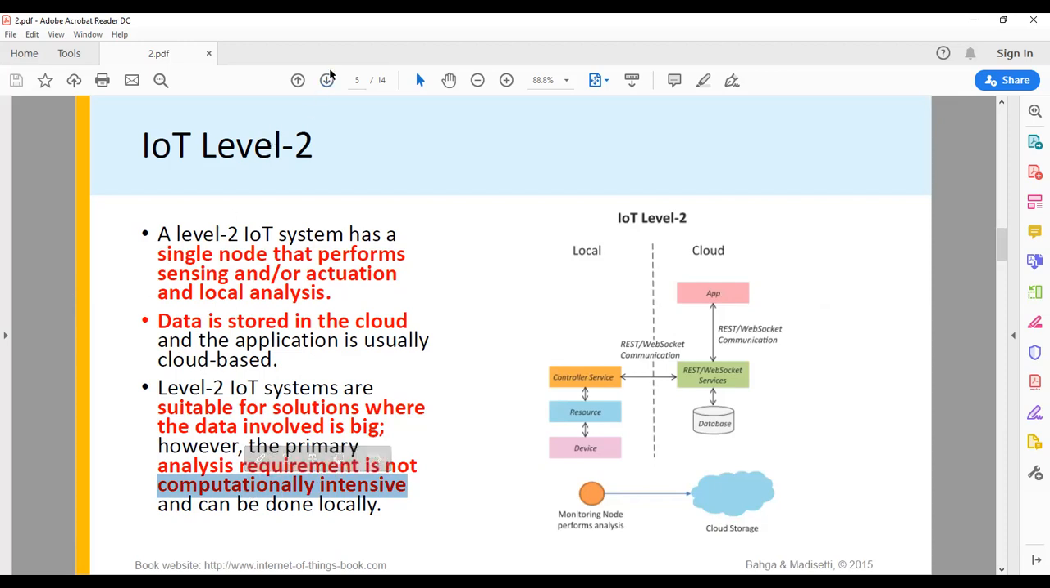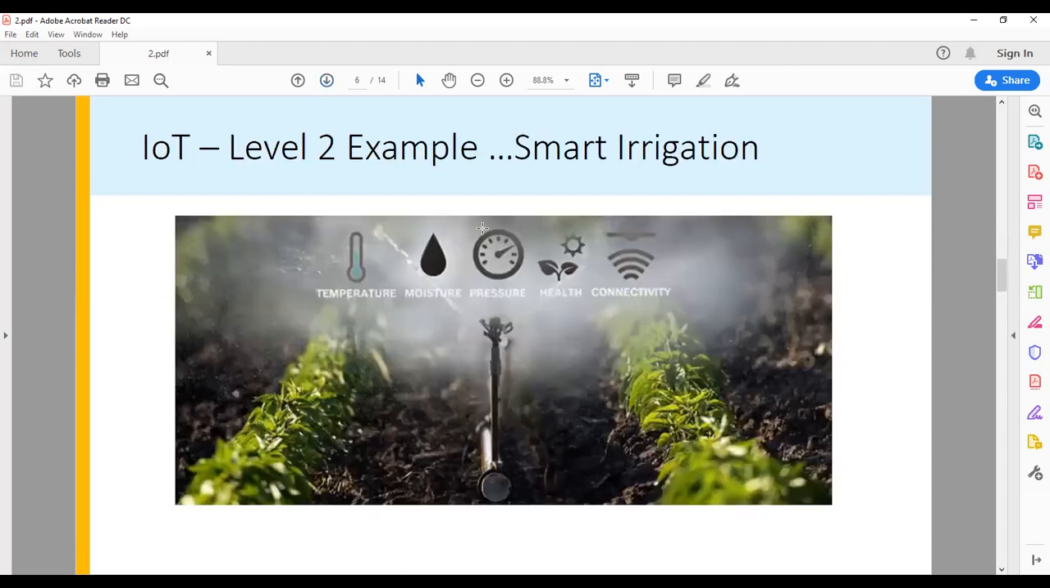Okay, for example, smart irrigation. Here the number of sensors is much more: temperature sensor, moisture sensor, pressure sensor, crop health sensor, connectivity. So these sensors are more, but the controller system is only one. The controlling node is only one. So all these sensors collect comparatively more data than level 1.